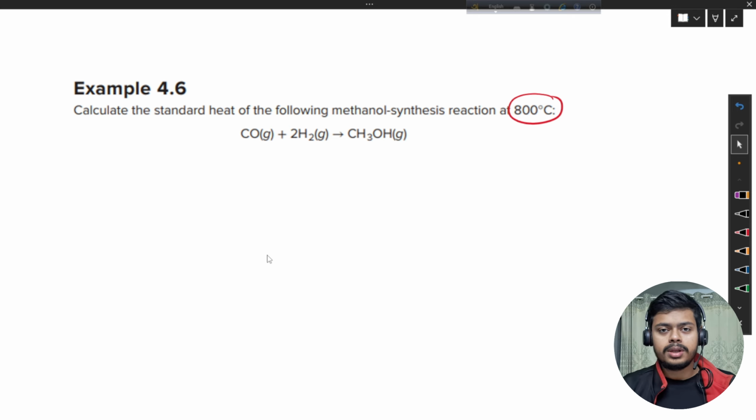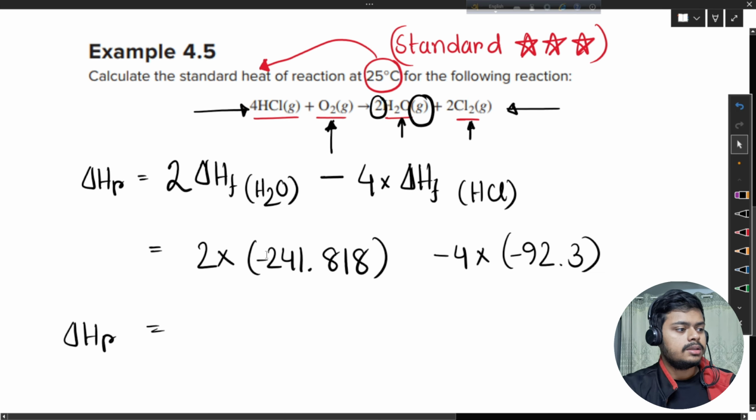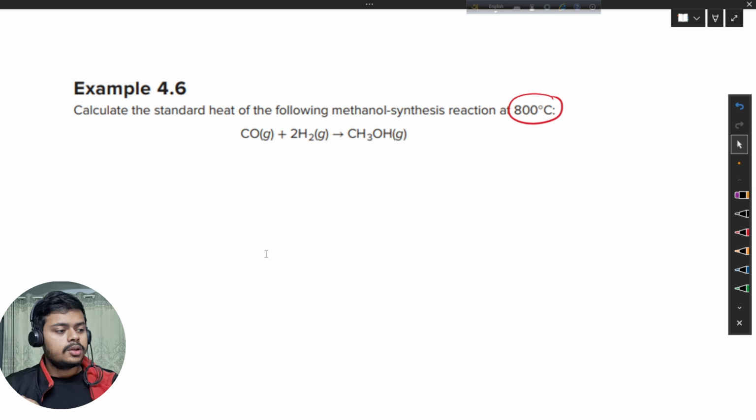In this video tutorial, we're going to learn how to calculate the heat of reaction for any other condition than the standard condition. In the previous video, we learned that the standard condition for the heat of reaction was at 25 degrees Celsius. So basically what we're going to learn in this video tutorial is how to calculate the heat of reaction at any temperature other than 25 degrees Celsius.